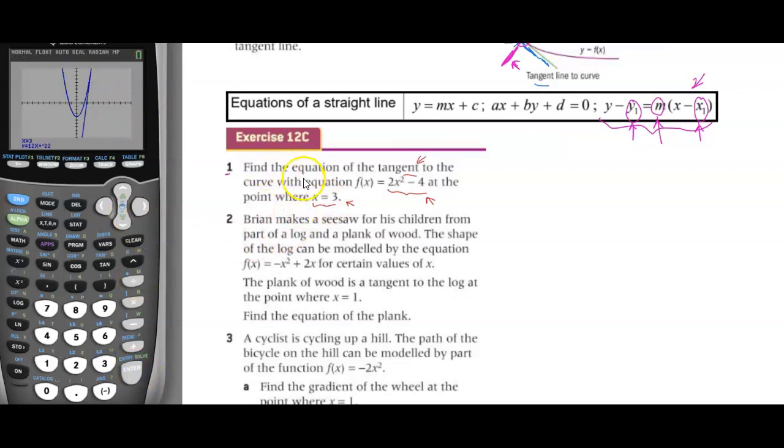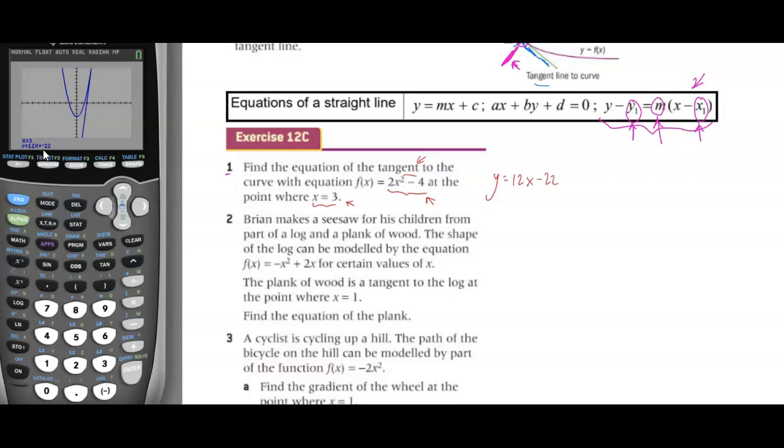So the three things I need to know are the curve equation, whether I want a tangent or a normal line, and the location, x equals 3. I type them all in, and it gives me my function, which is the tangent line equation. So it's y equals 12x minus 22.